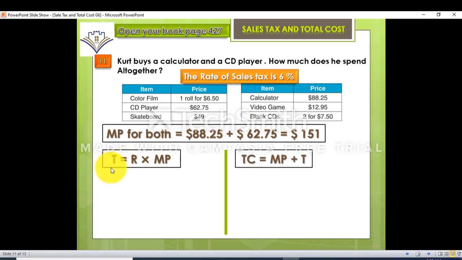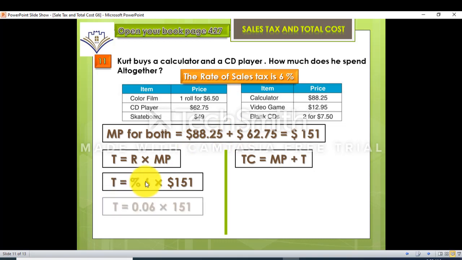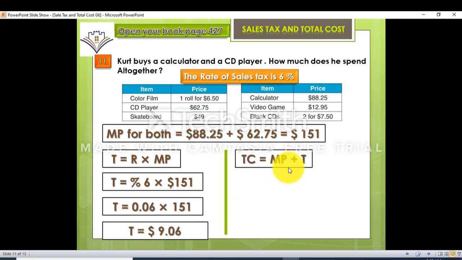Then T, this is the second rule, equals 6% multiplied by $151. Why did we use $151? Because $151 refers to the market price for both items. Then 6% means 6 divided by 100 equals 0.06, multiplied by 151 equals $9.06.